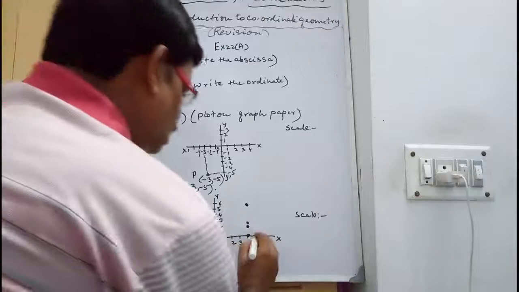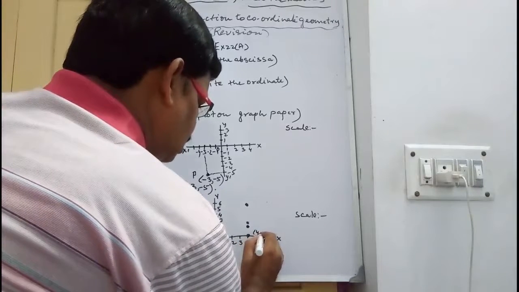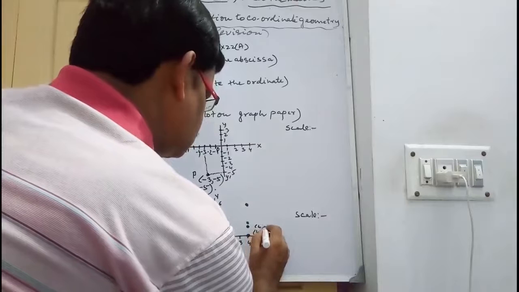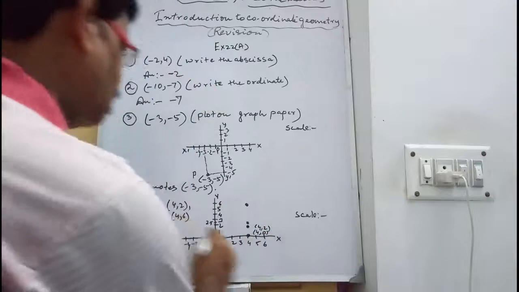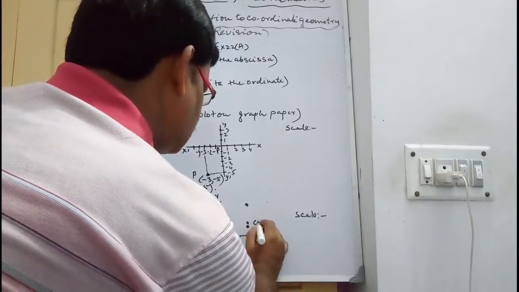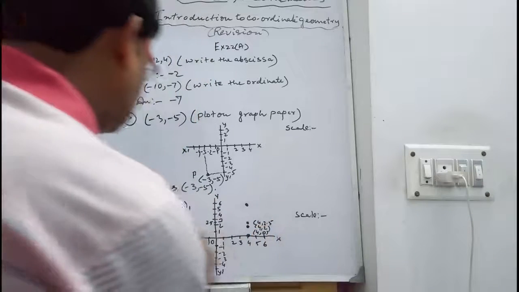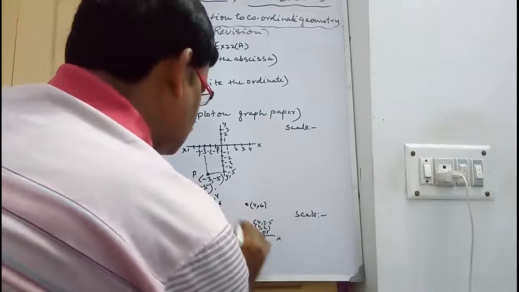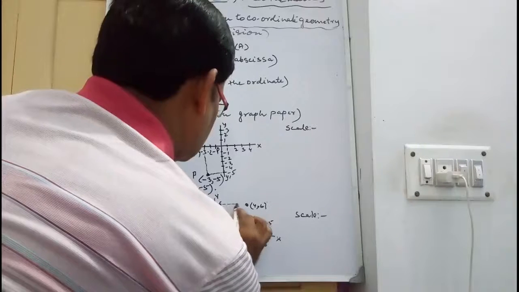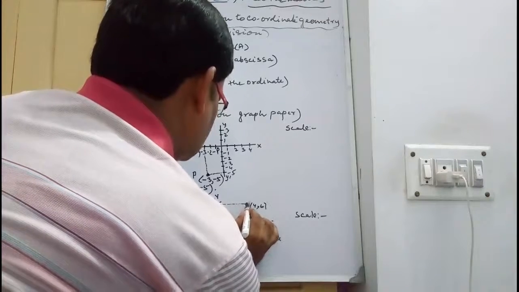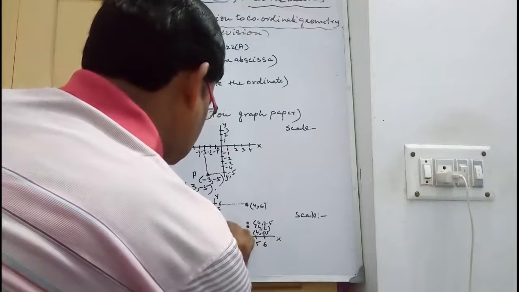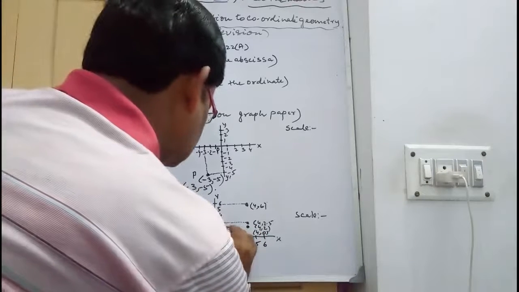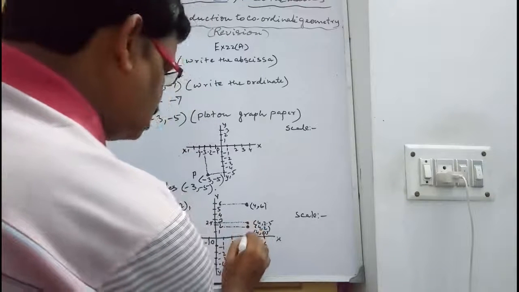So first 4, 0, at the same time write here 4, 0. 4, 2, 4, 2.5 and 4, 6. This one is 2.5. This one is 2. This one is 0.